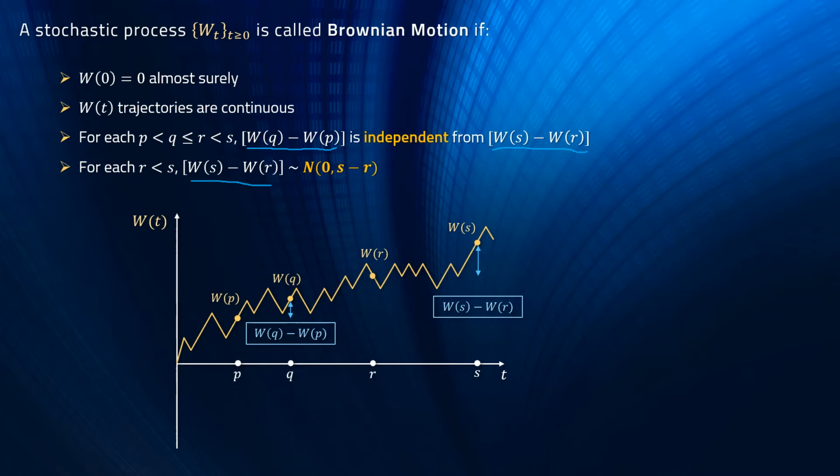You can see that the double arrows stand for the increments. The first one is the first increment, and the second one is the second increment. Of course, you can place p, q, r, and s anywhere on the x-axis. This is a very trivial concept, so I don't think you have any difficulty with it.